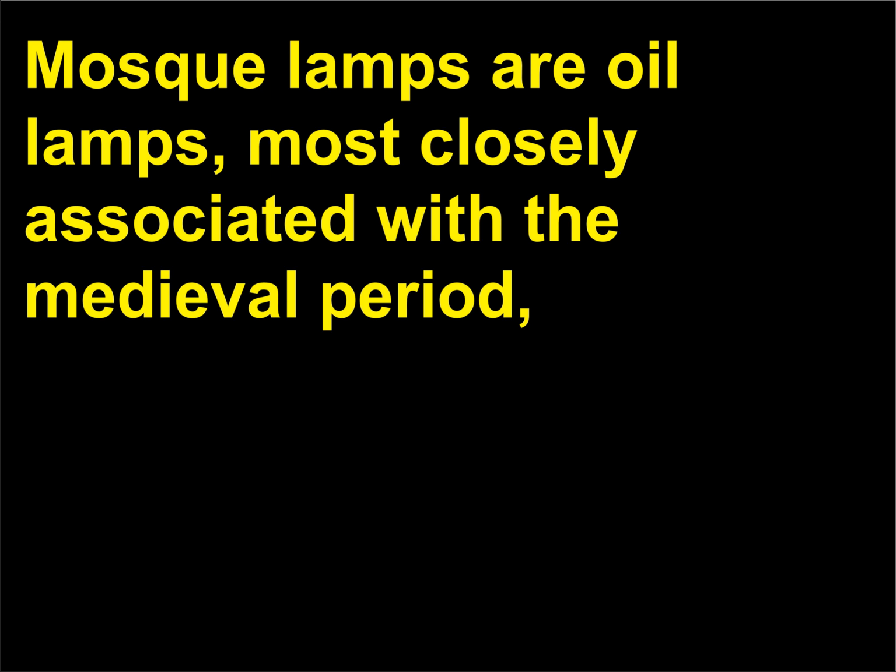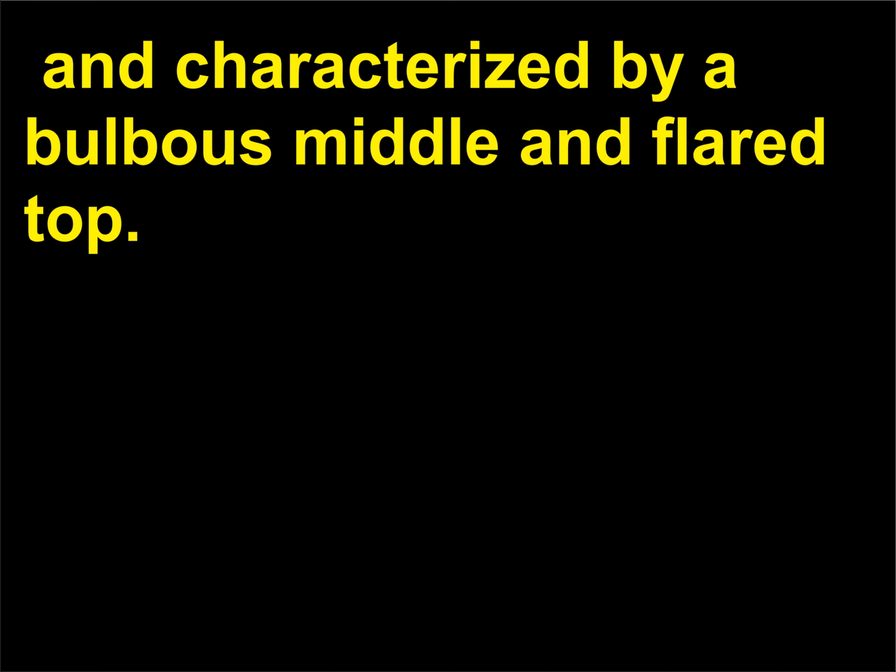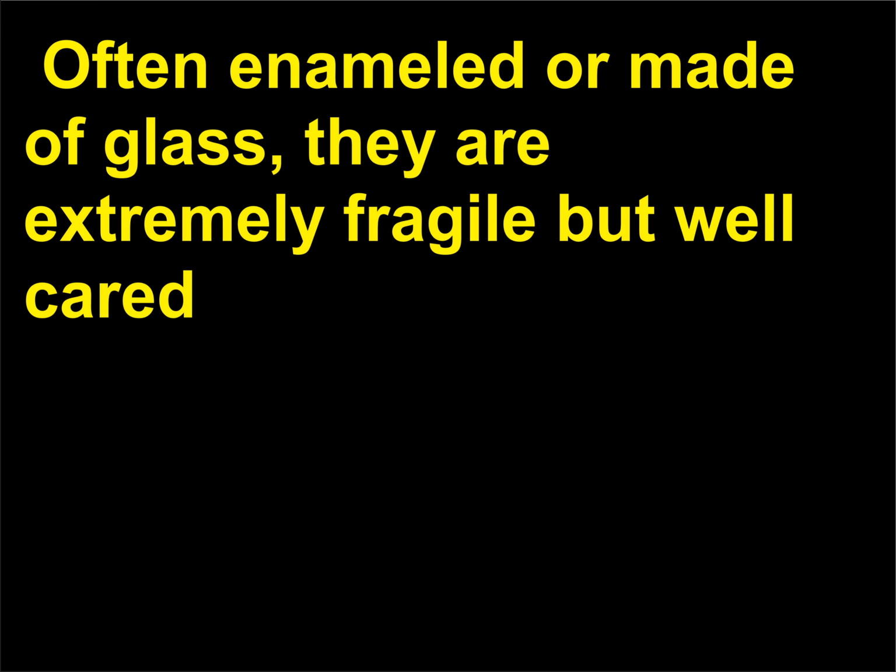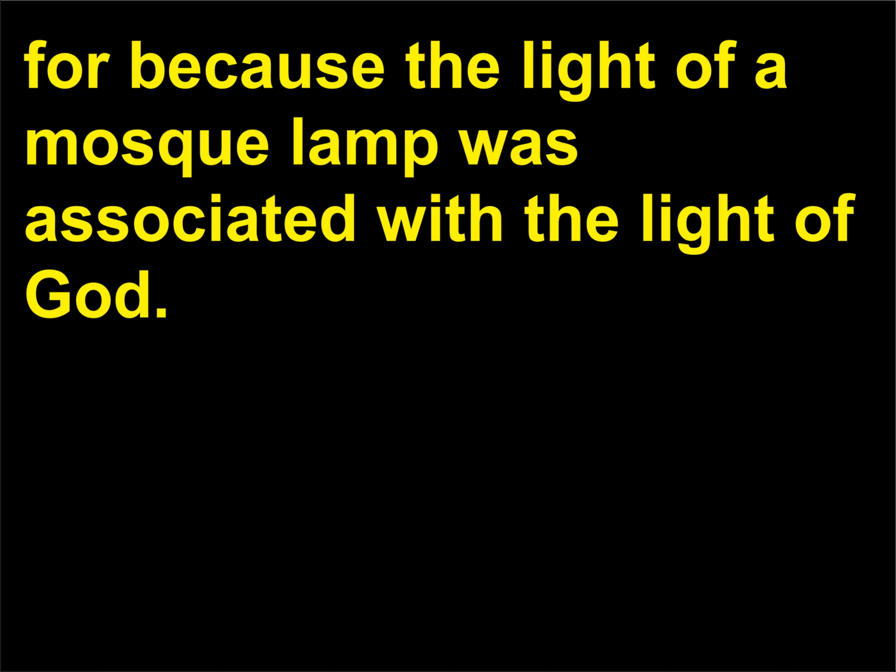Mosque lamps are oil lamps, most closely associated with the medieval period, and characterized by a bulbous middle and flared top. Often enameled or made of glass, they are extremely fragile but well cared for because the light of a mosque lamp was associated with the light of God.